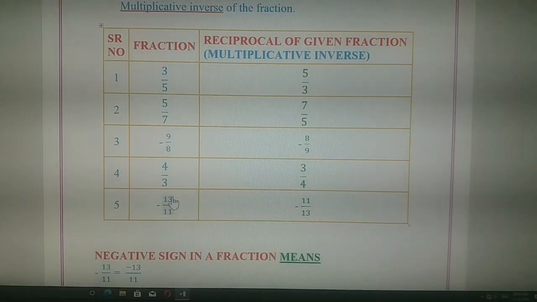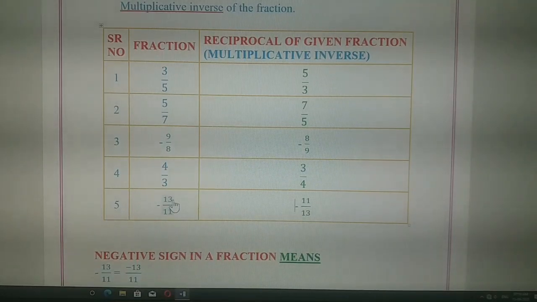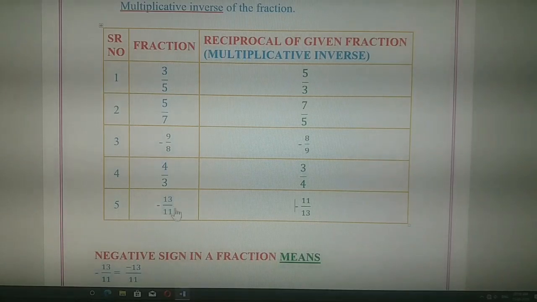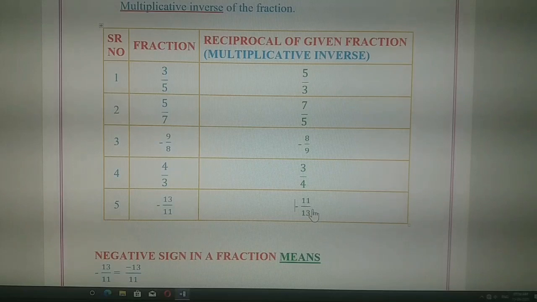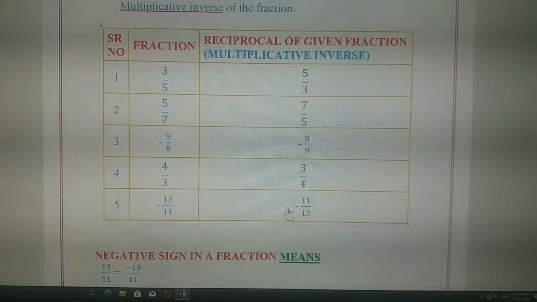So we just have to change the numerator denominator, or exchange the numerator denominator, and we can find the reciprocal. We should not change the sign. The positive sign remains as positive or the negative sign remains as negative. So while finding the reciprocal, the sign does not change.